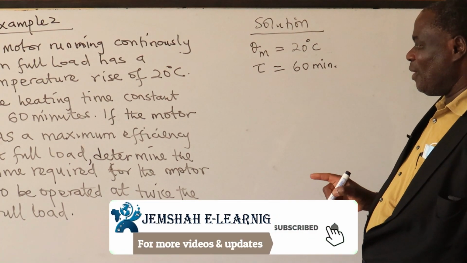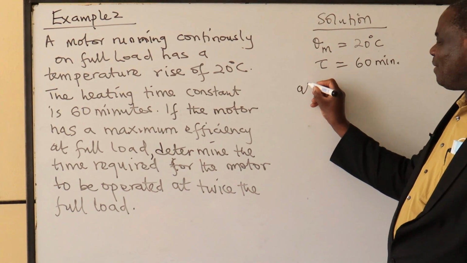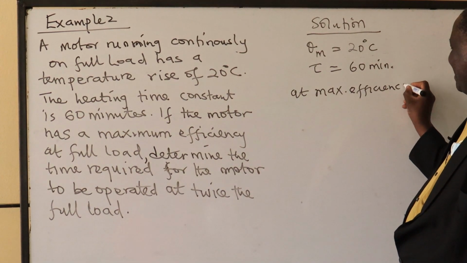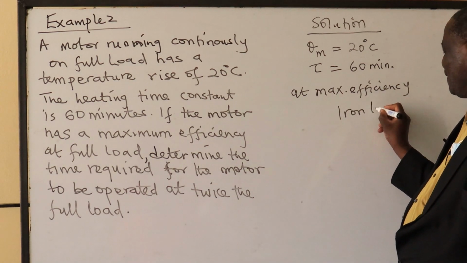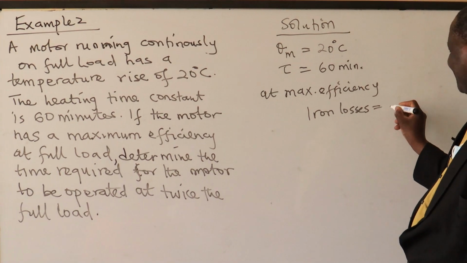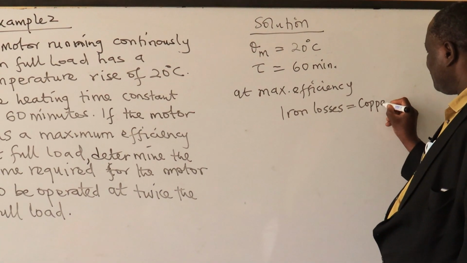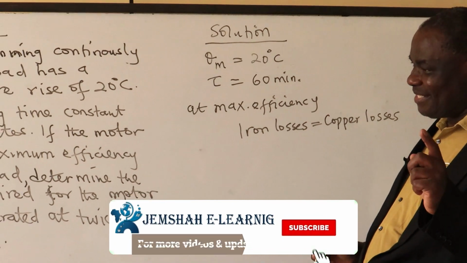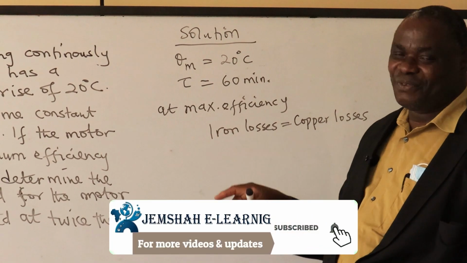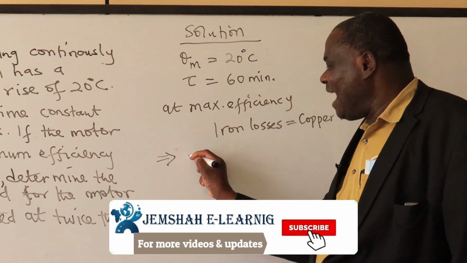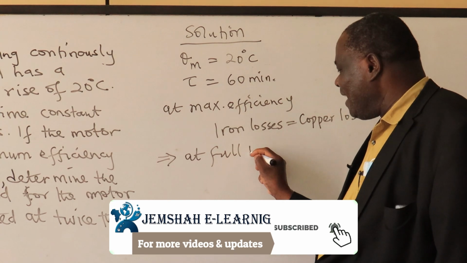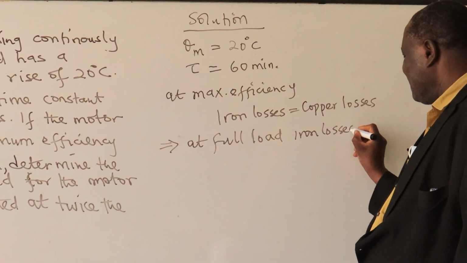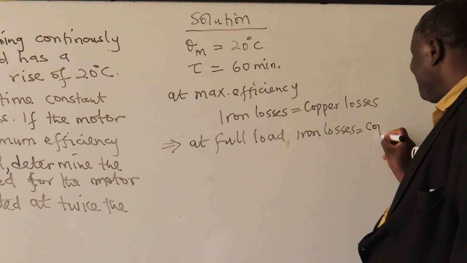Now we are given the motor has a maximum efficiency at full load. So we normally know at maximum efficiency of any machine, iron losses is normally equal to copper losses. Iron losses is equal to copper losses, and it is occurring at full load. So this implies what? At full load, iron losses is equal to copper losses.